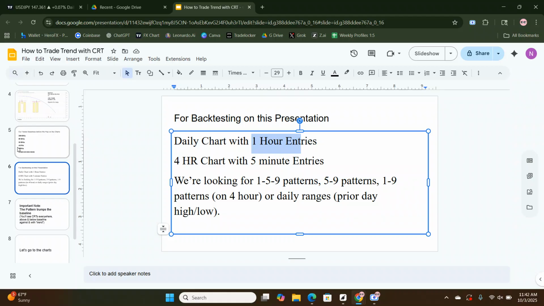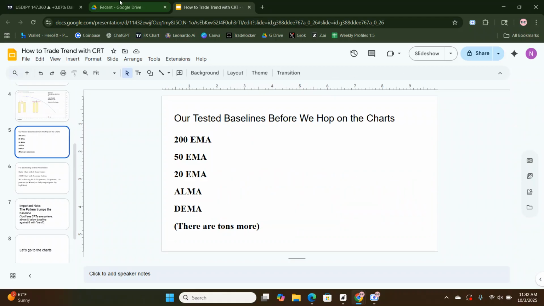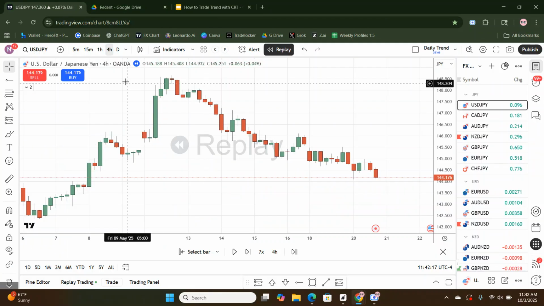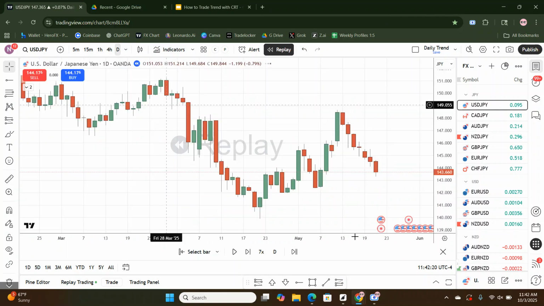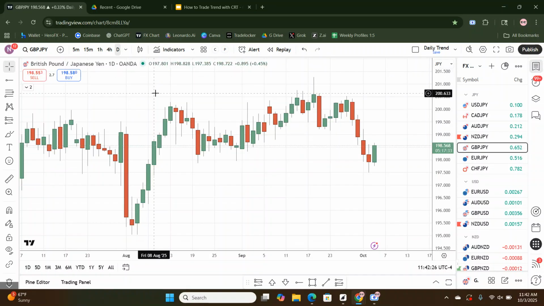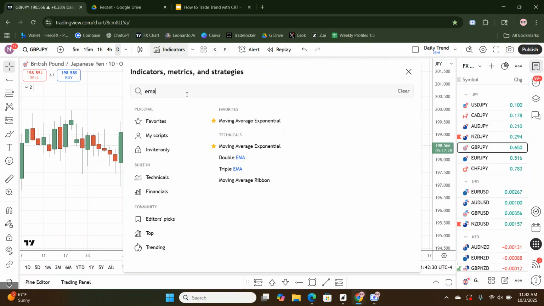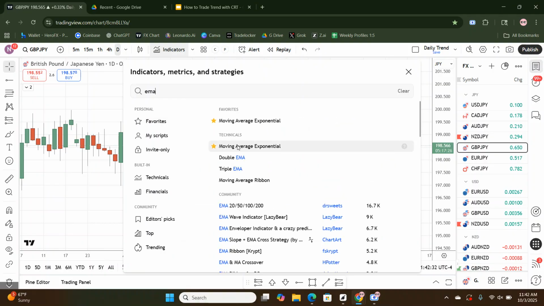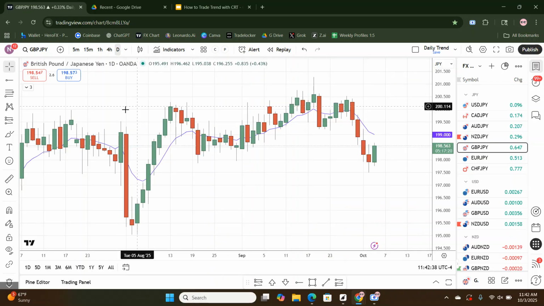I'm going to go back. So let's try the 20 EMA. So how do you do the EMAs? And we'll go back to the daily for this one. To put an EMA on your chart, now let me try pound yen. Okay, daily. You're going to go to indicators. You just type in EMA. Moving average exponential is what you'll see. And I'll just do this just so you can see it. Let me get rid of these two.